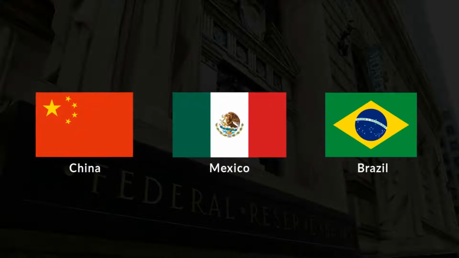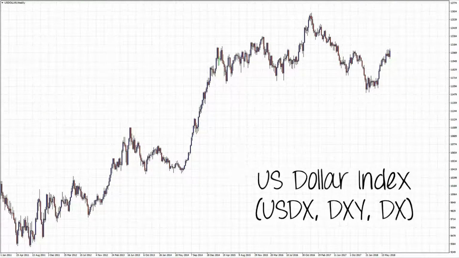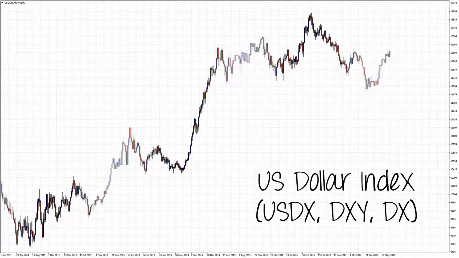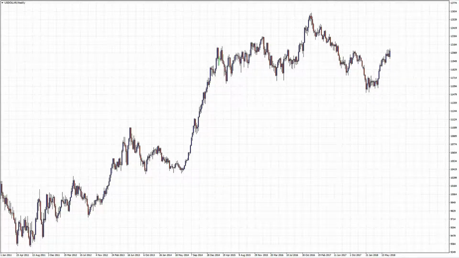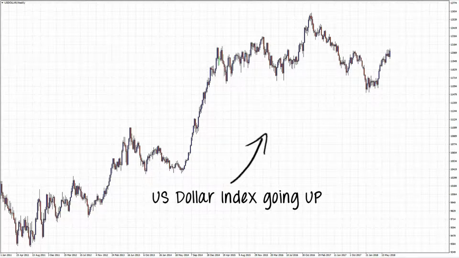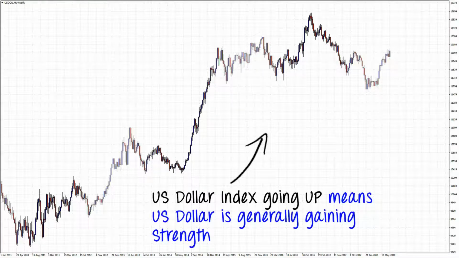The US dollar index has its own chart, and when the market outlook for the US dollar is unclear, more often than not, the dollar index provides a better picture. To get an idea of the relative strength of the US dollar using the chart, when the US dollar index goes up, the dollar is generally gaining strength around the world.